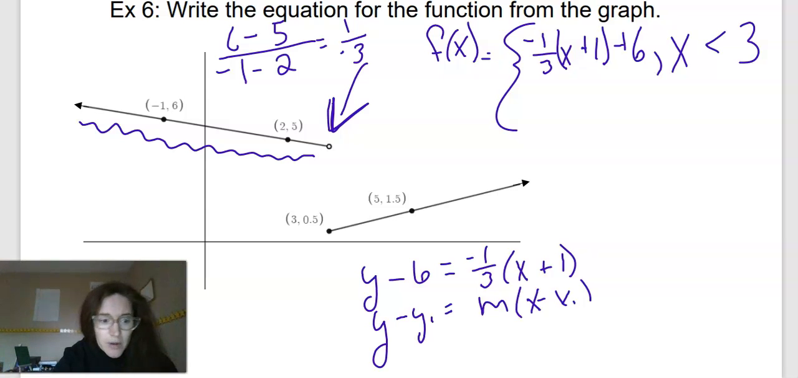Again, if that's stressing you out, it's just quicker. But if you don't like it, it's not a problem. Just use y equals mx plus b and solve it that way. You just have to now multiply by a fraction.